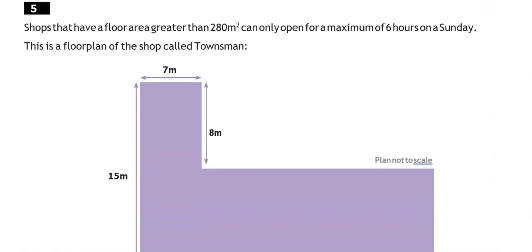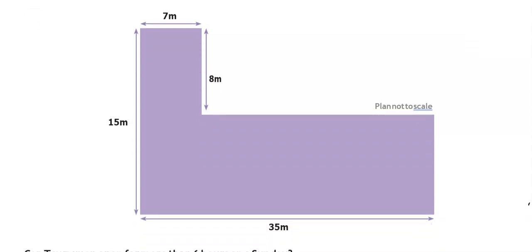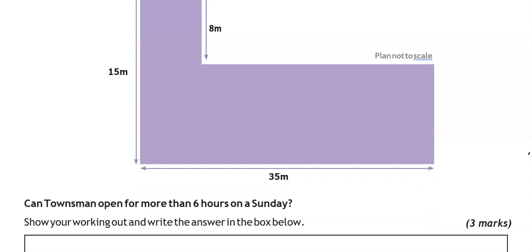Shops that have a floor area greater than 280 square meters can only open for a maximum of 6 hours on a Sunday. This is a floor plan of the shop called Townsman. Can Townsman open for more than 6 hours on a Sunday? Show your working out and write the answer in the box below.